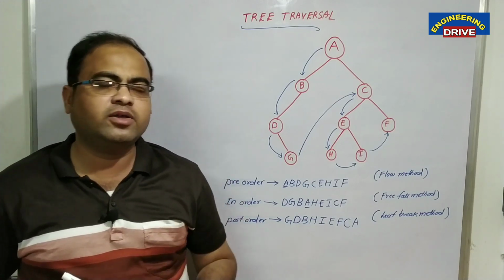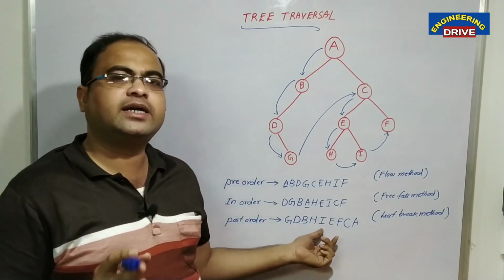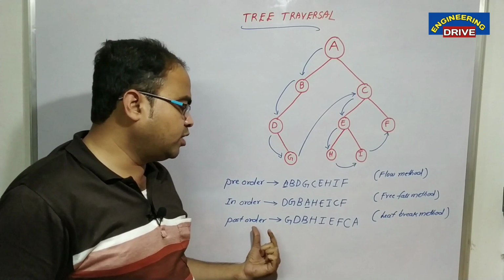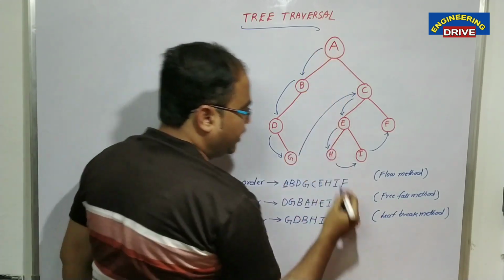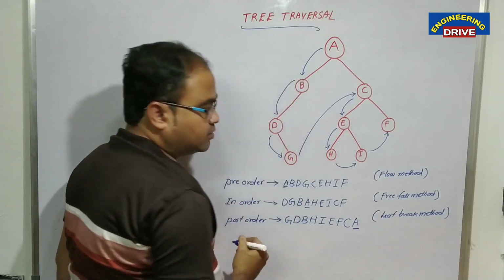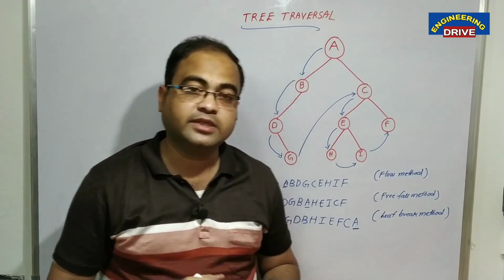Okay, now we need to verify whether we got the correct answer or not. In post-order traversal, the root will come last. Now see here, which is the root node here? A. So we got A at the last. So our answer is correct.